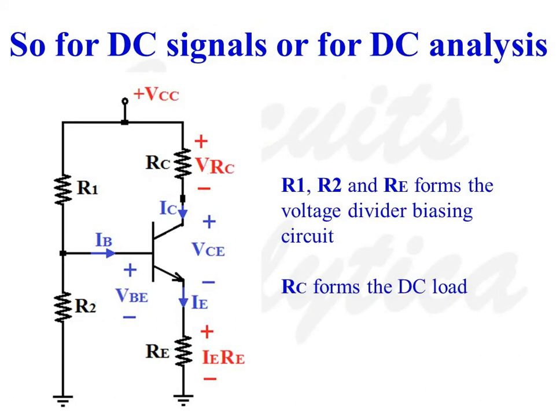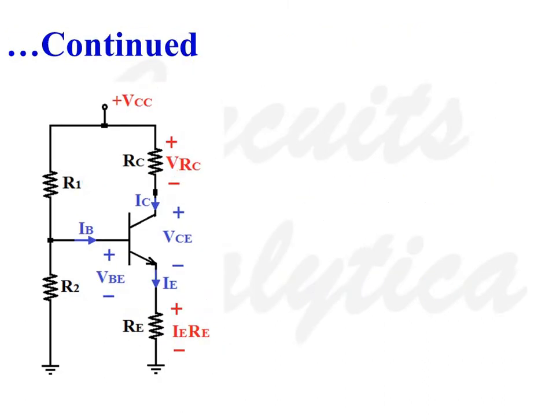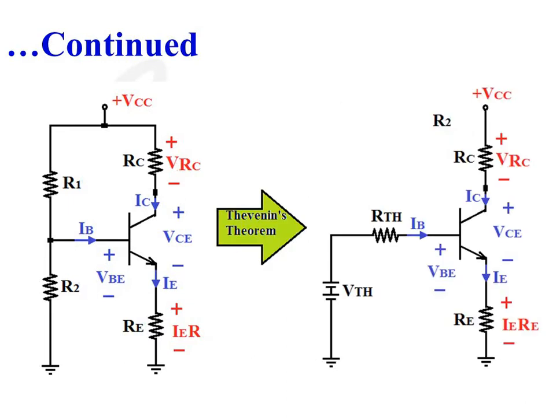Resistance R1 and R2 forms the voltage divider biasing circuit, and resistance RE provides stability for the biasing circuit. To analyze the operation of this circuit for DC signals, we have to apply Thevenin's theorem. So when we apply Thevenin's theorem, the circuit shown on the left hand side becomes as shown on the right hand side.